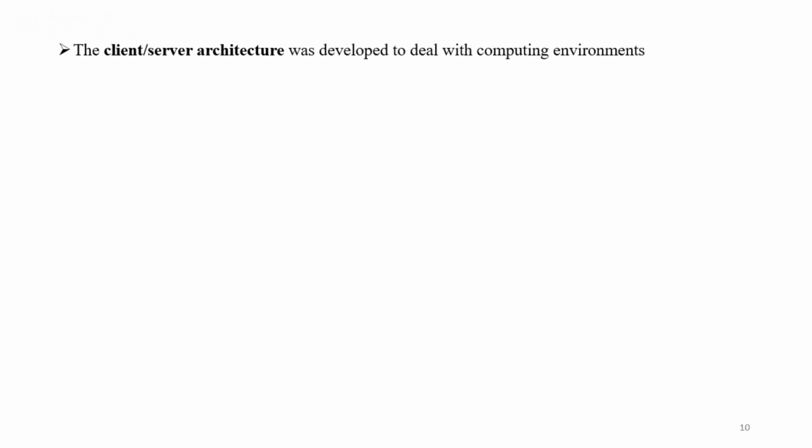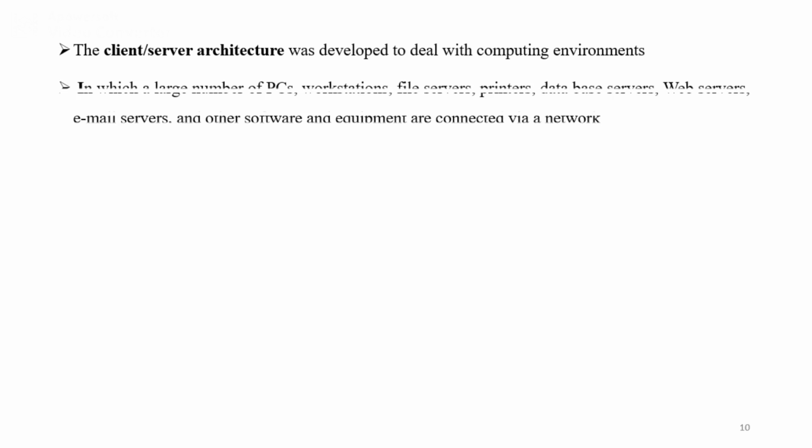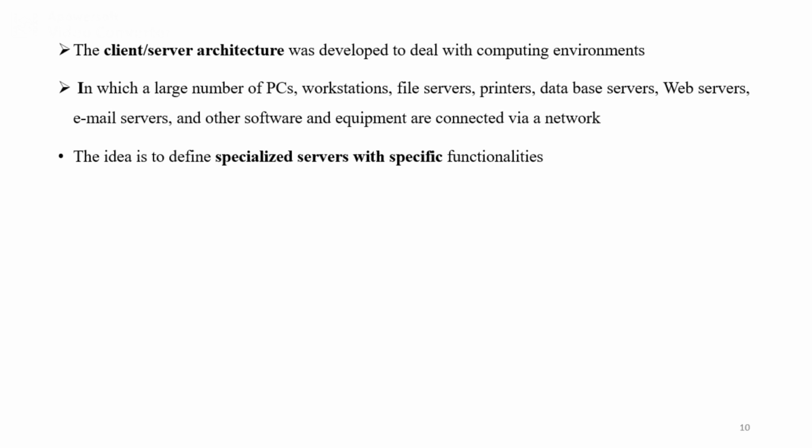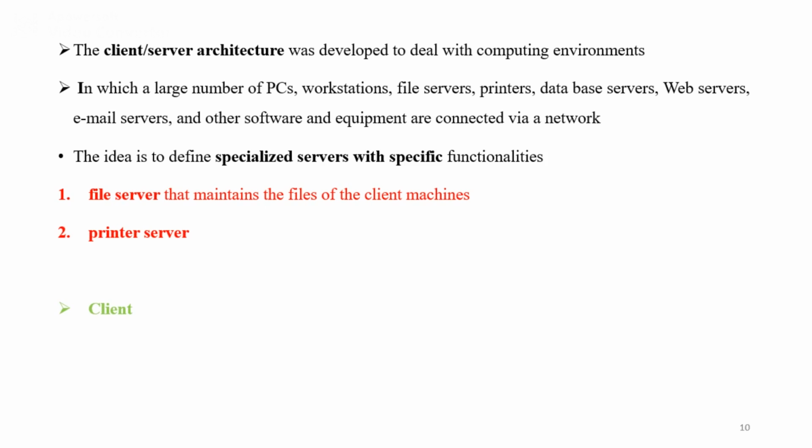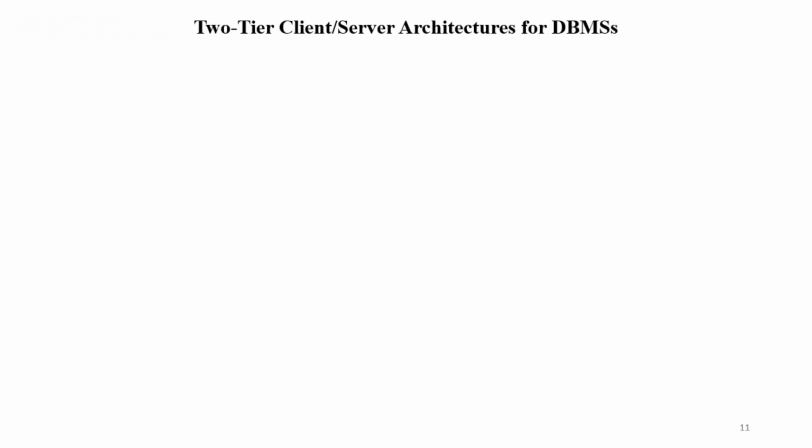Next, this client server architecture was developed to deal with computing environments in which a large number of PCs or workstations, file servers, printers, database servers, web servers, email servers and other software and equipment are connected via the internet. The idea is to define a specialized server with a specific functionality, like a file server that maintains the files of the client machines, and a printer server to print from the client. There is a client and server relationship, and there will be web servers. Through email they can extract and store information. So that is about the two-tier client server architecture.